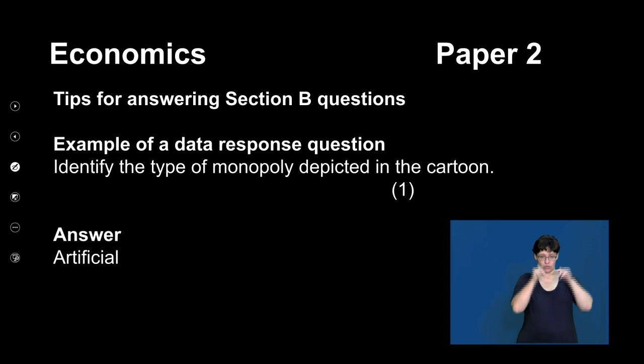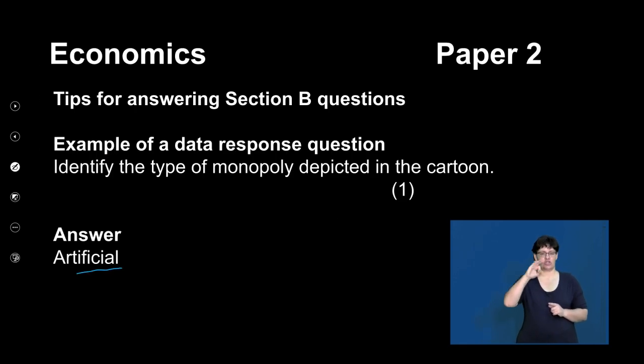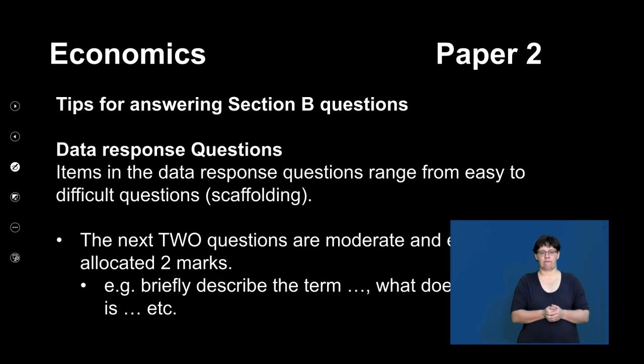Right, if we go back to the cartoon, what do we notice? The guy is saying, I don't have to worry. I've got a patent. I'll always make economic profit. Right, so what it means, boys and girls, is that because the nature of the barrier to entry there is non-economic in nature, it's a patent, so it gives rise to an artificial monopoly. There is our solution there. It's our artificial monopoly there. That's your answer. Right? Then as we continue, now we look at the middle order cognitive questions. These are items in the data response questions.